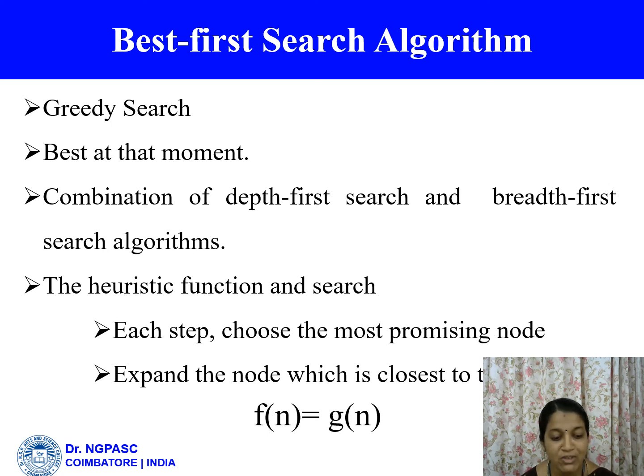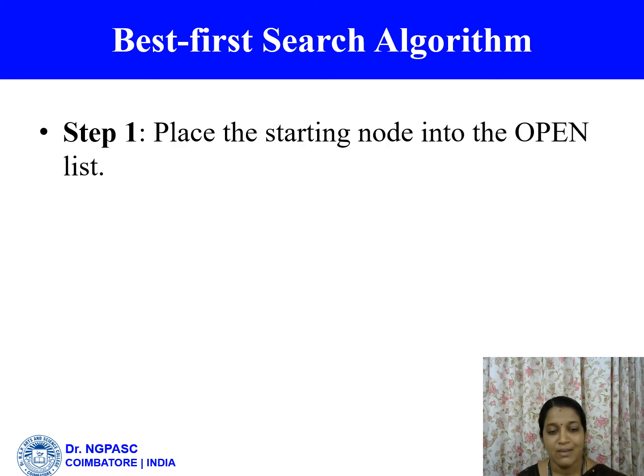With the help of best first search, at each step we can choose the most promising node. In the best first search algorithm, we expand the node which is closest to the goal node. The closest cost is estimated by the heuristic function, so f of n is equal to h of n. Here h of n, as we have already said, is the estimated cost from node n to the goal. Let us see the algorithm of best first search. Okay, step one: we have to place the starting node into the open list.